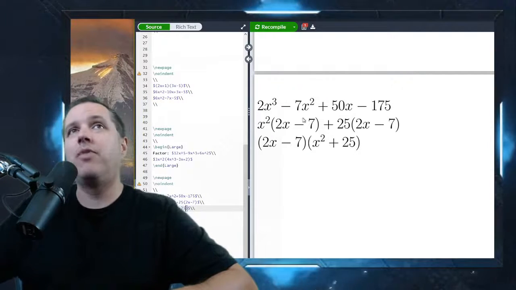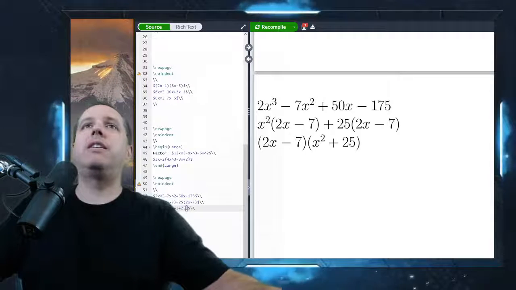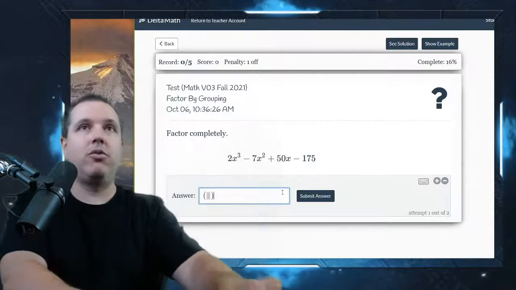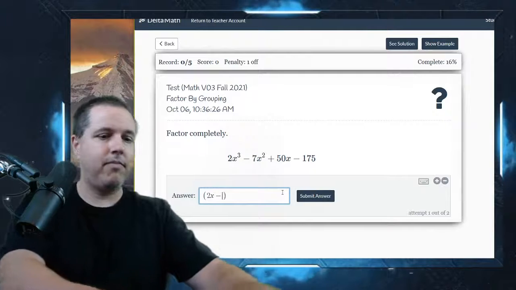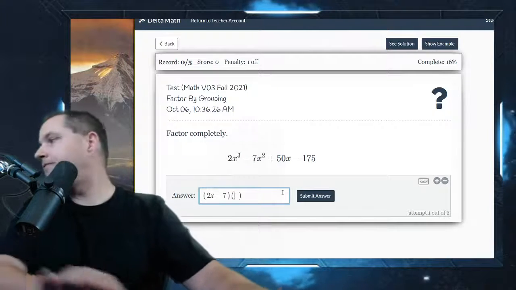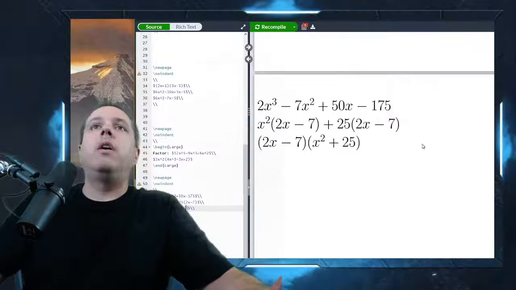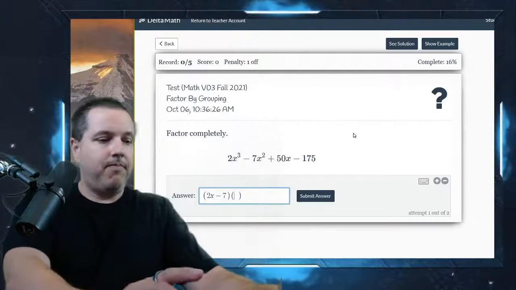So either way. Okay, so let's put that in and double check that I'm right. So we had what? 2x minus 7. And x squared plus 25.